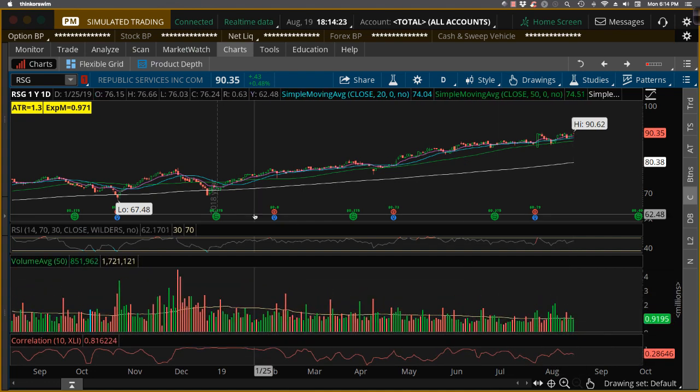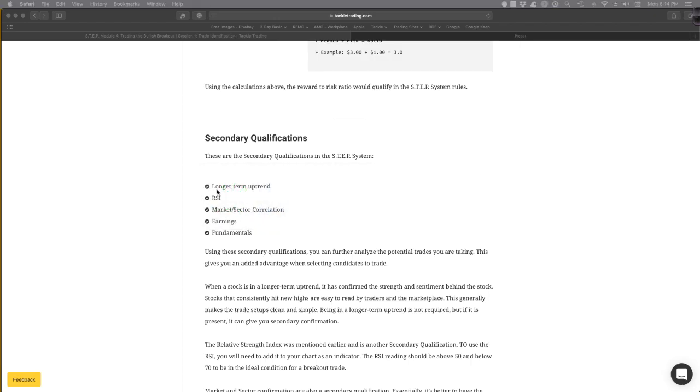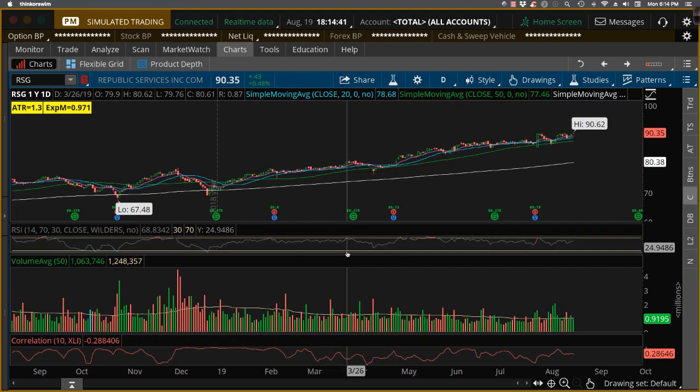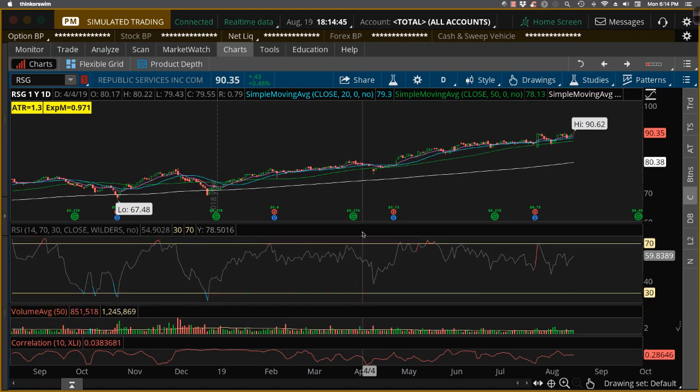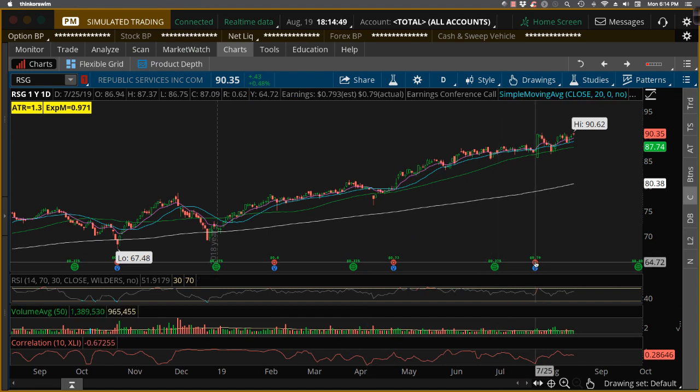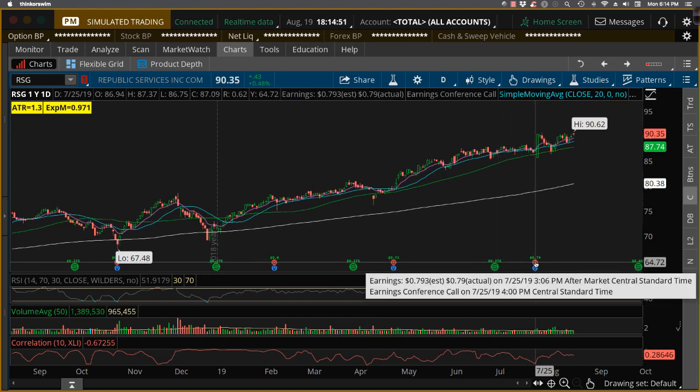And then, of course, we can go double check the rest of that list. So we've got a longer term uptrend, RSI, sector correlation, that one breaks down, so we're out there. Double check earnings and fundamentals. So let's go double check the earnings. And again, this is one where they do have earnings coming up several weeks out, months out. It's only been a couple weeks since their last earnings announcement. And they are paying a dividend. That's nice. That's attractive to investors.